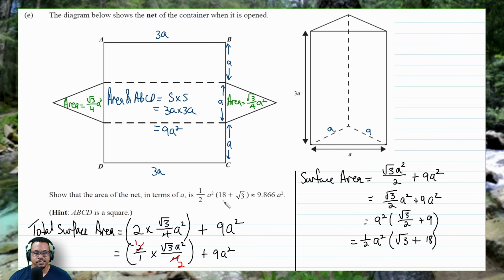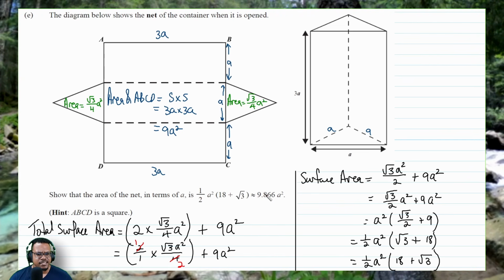So it's just to write it like this, with the 18 first. Let me show you how to get the answer. So half a squared, and let's write the 18 first, plus square root of 3, close brackets. And there you have that your total surface area is equal to this.